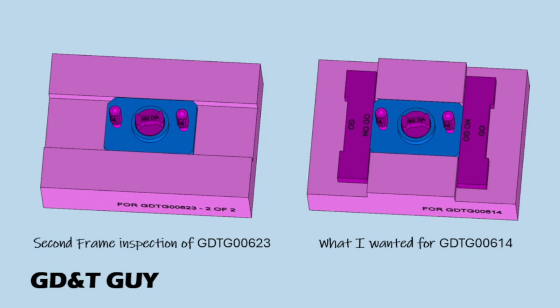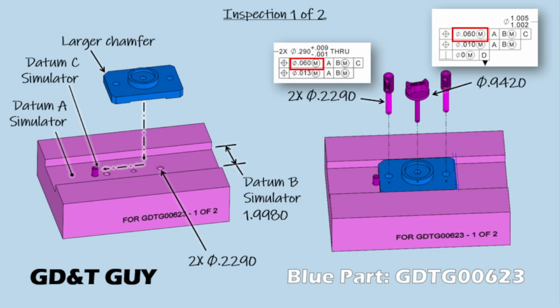For the picture on the left of the second inspection of GD&T 00623 we've been talking about, if I could get in and locate those end surfaces with a CMM, I would be pretty happy with that. This whole thing with inspection 1 of 2, with the Datum C simulator and the smaller virtual condition pins, this seems like a lot of extra stuff that I don't really need.